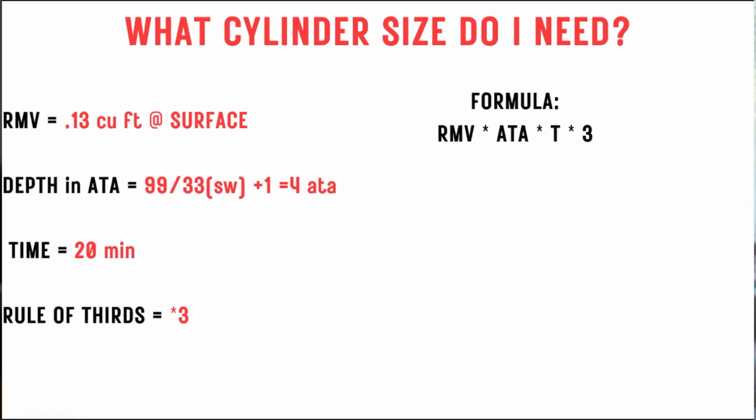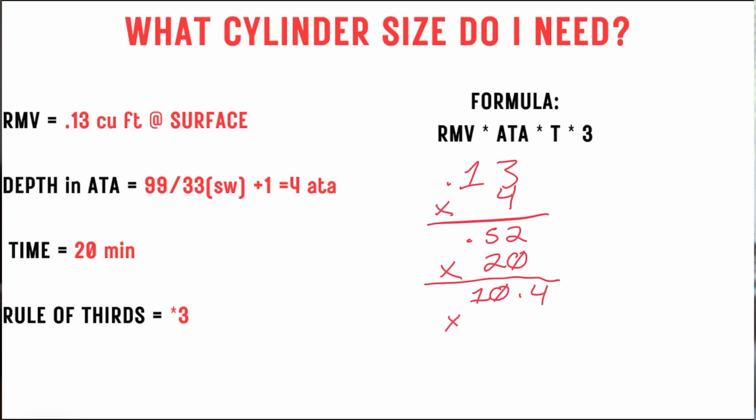So let's do this together. We have our RMV of 0.13 and we multiply that by our depth in ATA. And for this case, it's 4. So 0.13 times 4 equals 0.52. Now, we'll take that 0.52 and multiply that by our planned dive time of 20 minutes. So 0.52 times 20 equals 10.4. And for the final step, we need to factor in our rule of thirds. So we're going to take that 10.4 and multiply it by 3. 10.4 times 3 equals 31.2 cubic feet.